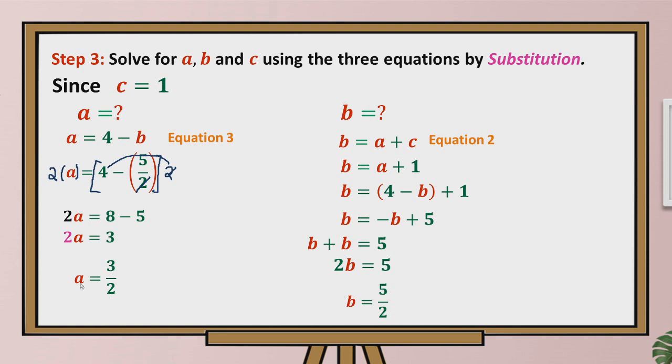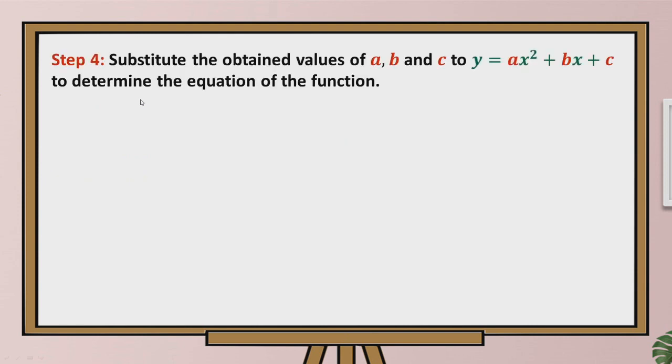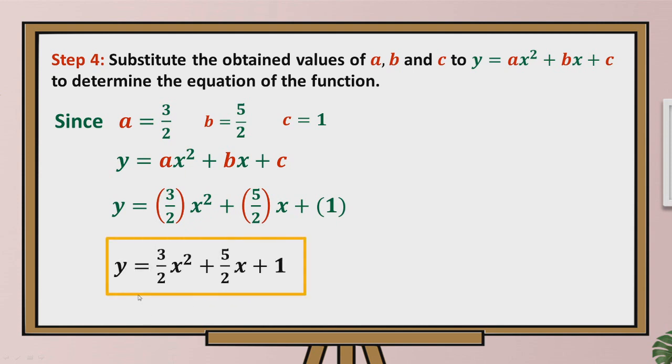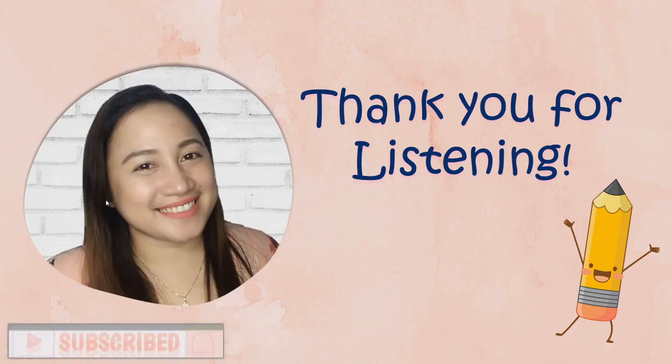So now that we have the values of a, b, and c, we can now proceed to our step 4, which is to substitute these values to our general form. So a will be replaced with 3 over 2, b will be replaced with 5 over 2, and c will be replaced with 1. So we just simplify by removing the grouping symbol. Therefore, our quadratic function that represents the table of values given is y equals 3 over 2x squared plus 5 over 2x plus 1. And that's it for this video.